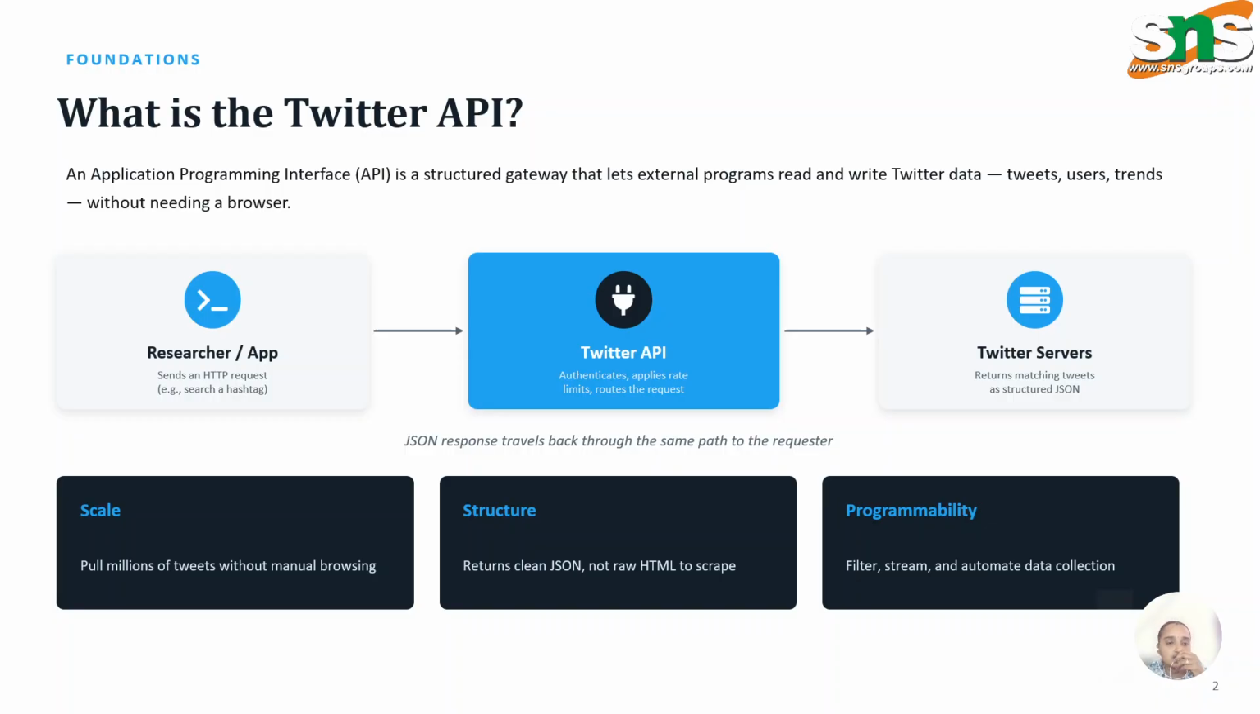So the first one, a researcher who wanted to use the application sends an HTTP, hypertext transfer protocol, request. Next, the Twitter API authenticates, applies the rate limits, and routes the request. So Twitter's server can pull millions of tweets without manual browsing. It returns clean structured JSON, not raw HTML to scrape. The programmability: filter, stream, and automate data collection.